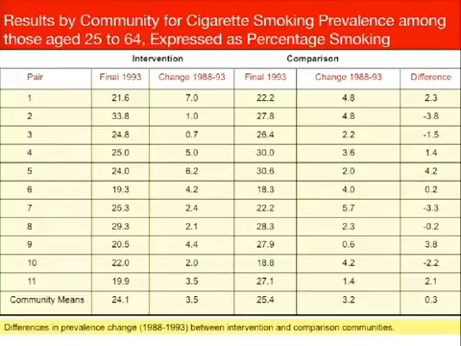Here you can see this is the cigarette smoking prevalence in the intervention community at the end of the study. Here it is in the comparison community, and here's the difference. So this is the difference in what proportion quit, or the change between baseline and the end time. So the difference between 7 and 4.8 should be, I guess, 2.2. So that's the difference.